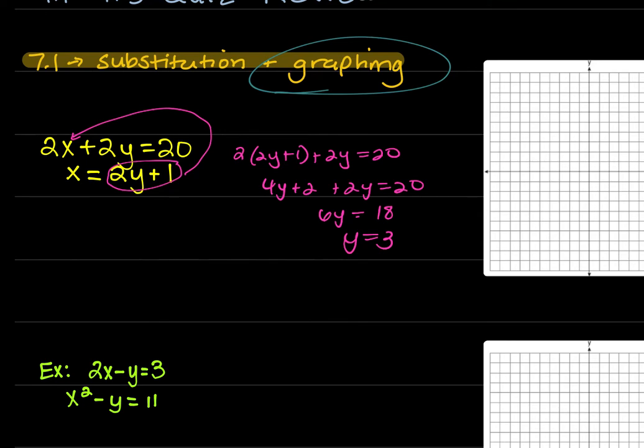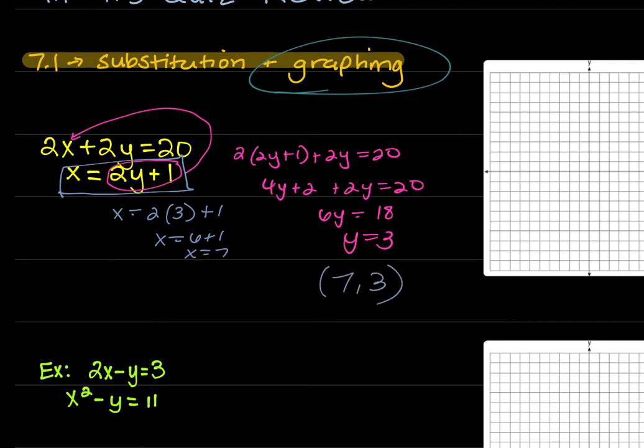And then I take that and plug it back in. I can plug it back into either of them, since this one's already solved for x. I would say it's easier. 2 times 3 plus 1, and I get 6 plus 1, which is 7. So (7, 3) is the solution to this, and I just found it using substitution. But we're also going to practice the graphing.